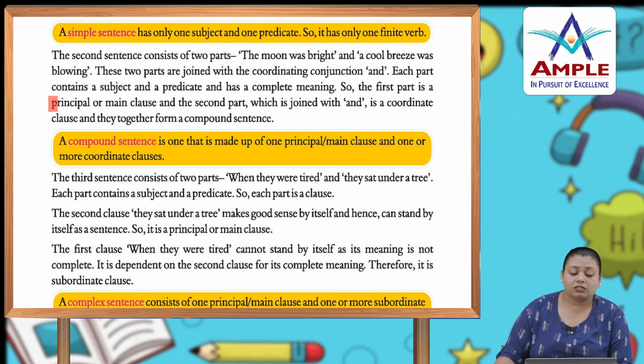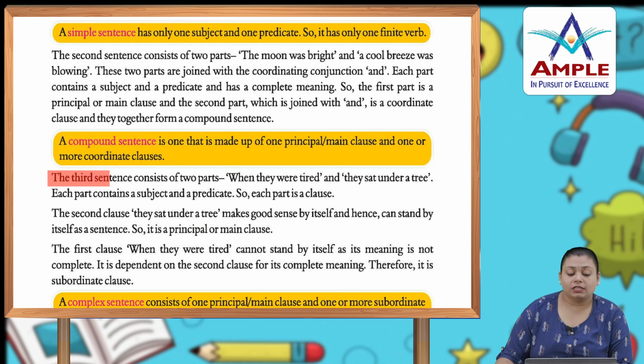So the first part is the main or principal clause, and the second part, which is joined with "and", is a coordinate clause, and they together form a compound sentence. Now a compound sentence is one that is made up of one principal or main clause and one or more coordinate clauses or subordinate clauses.